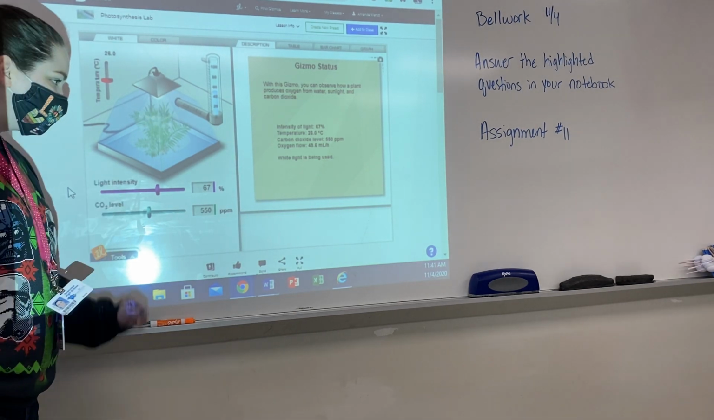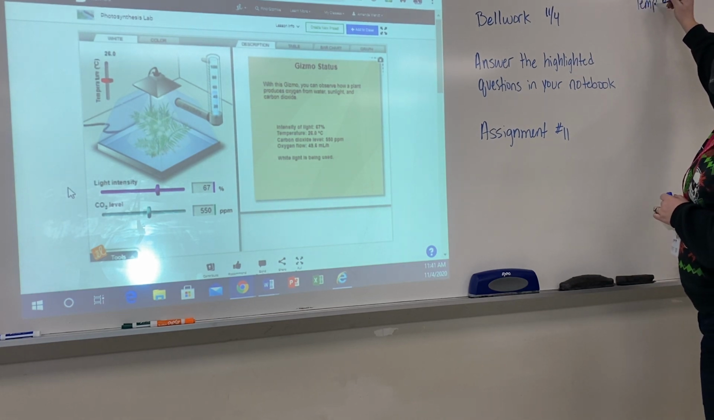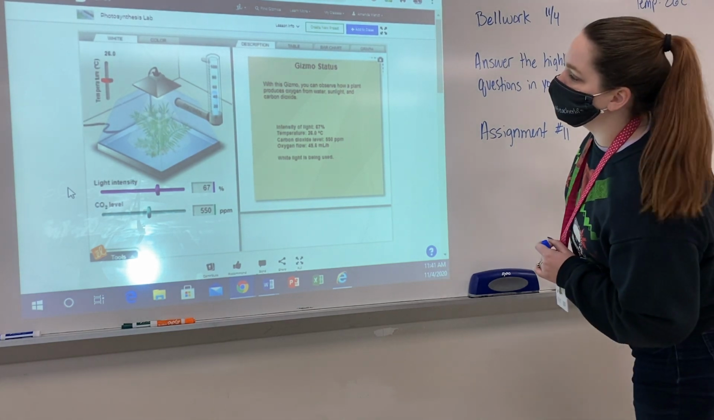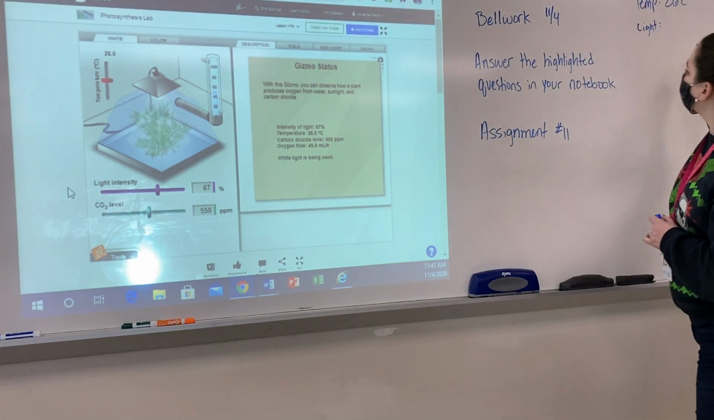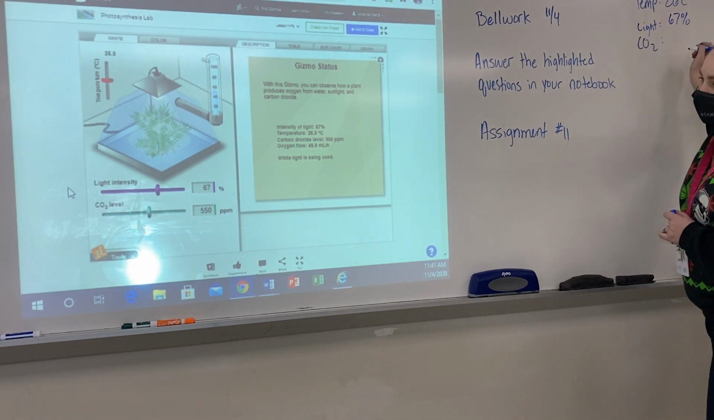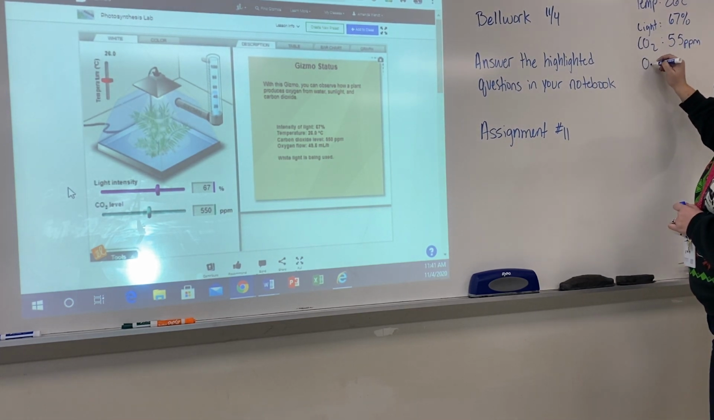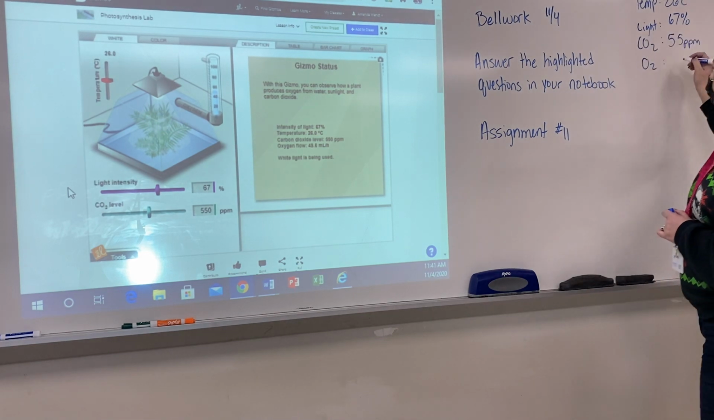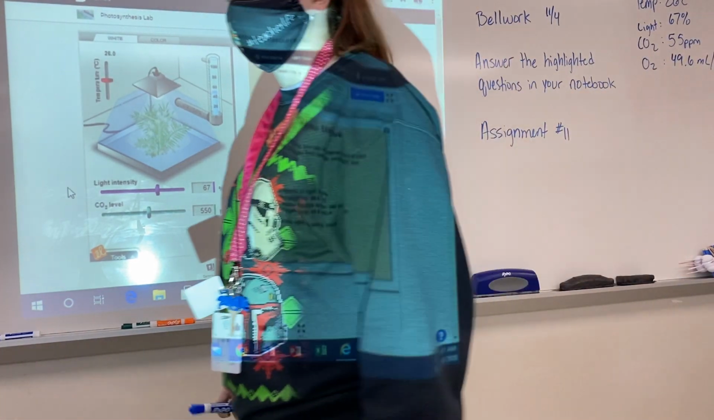So in your table, you need to write down these numbers. Your temperature was 26 degrees Celsius. Make sure you write down your units. Your light intensity was 67%. Your CO2 is 550 parts per million. And then your oxygen production was 49.6 milliliters per hour. So those numbers need to be in your table.